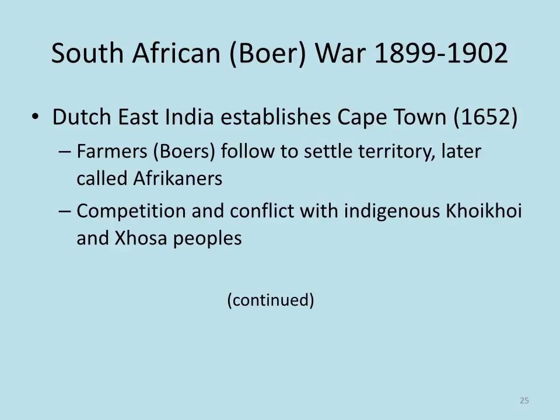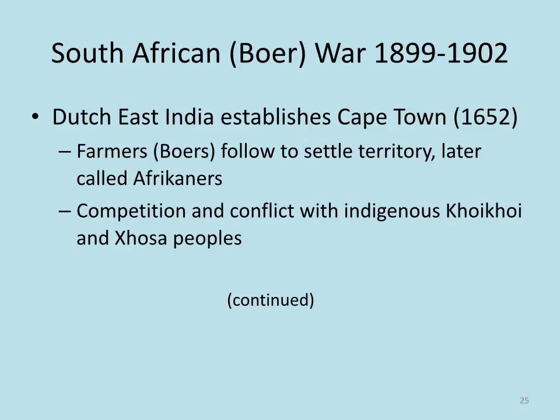The Dutch East India Trade Company is going to establish Cape Town back in 1652. Now, the Dutch are going to have a presence there for a very long time. Now, the farmers, who are known as the Boers, follow to settle a territory. So these are Dutch citizens who are moving to South Africa in order to set up a territory, and they will eventually be called Afrikaners.